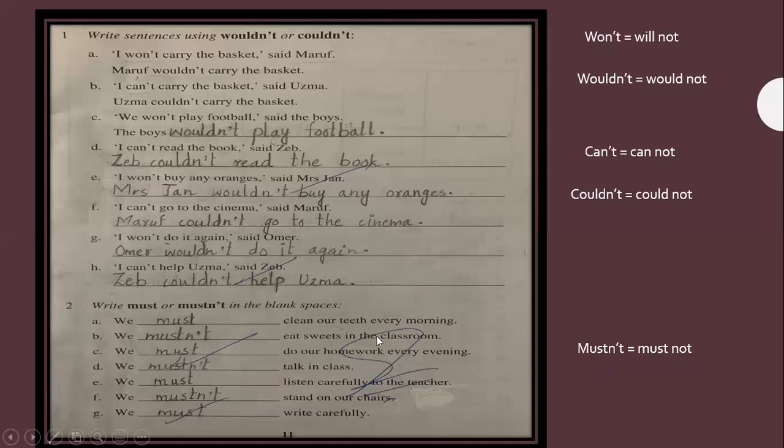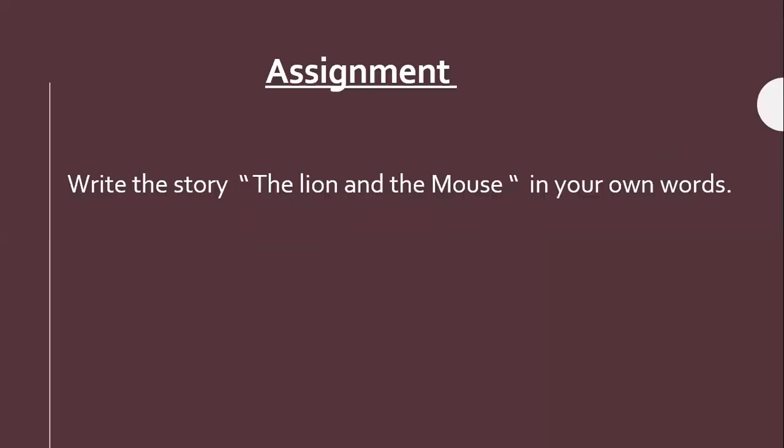Okay, children, now we have an assignment. Write the story, the lion and the mouse, in your own words. Not copying from the book. Read it one, two, or three times very carefully, and then write this story in your own words, from the beginning to the end.